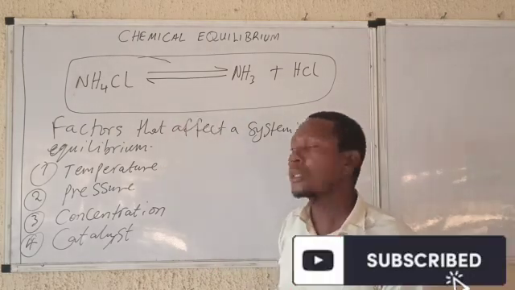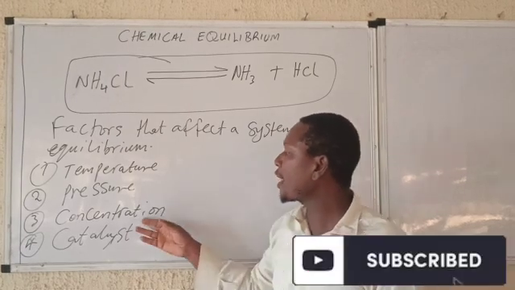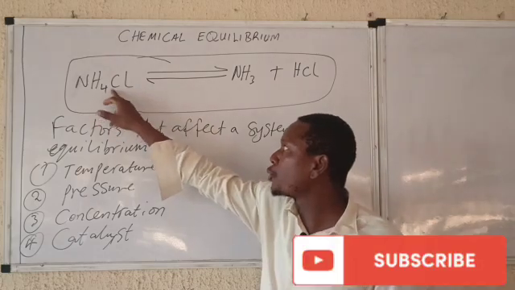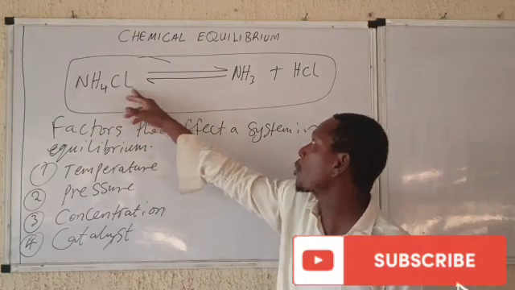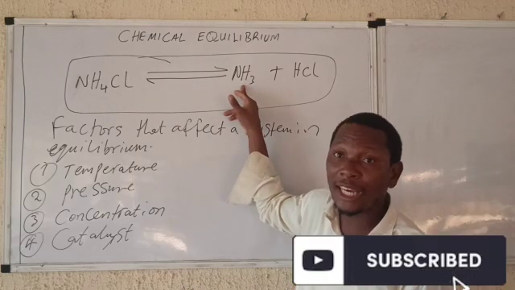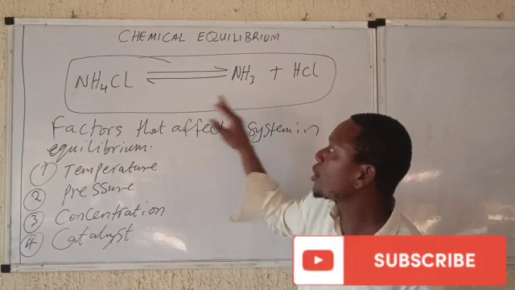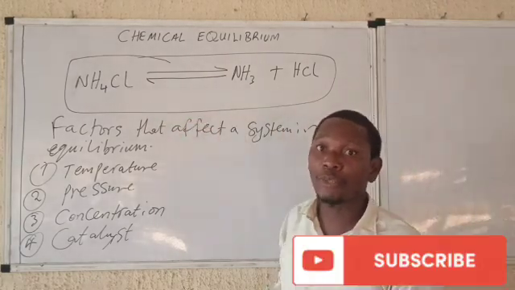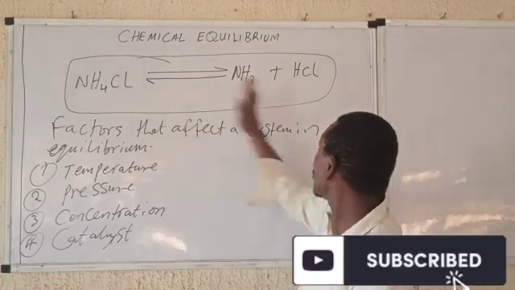And what is the effect of concentration? If I decide to interfere with this system by adding ammonium chloride, what will the system do? It is simple: it will change this ammonium chloride to ammonia and hydrogen chloride. So the equilibrium position will shift, or will favor, the forward reaction. In other words, if I decide to face the board, I will say it will shift to the right.